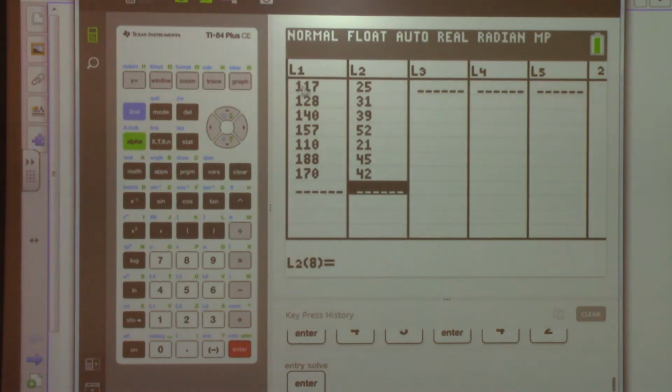So what I recommend is setting the window from 0 all the way up to at least the highest number here. What's the highest number here? 188. So I recommend picking a number a little higher than 188, maybe 200. So we can go x 0 to 200, and then y, again, up to 60. So 0 to 200 and 0 to 60.